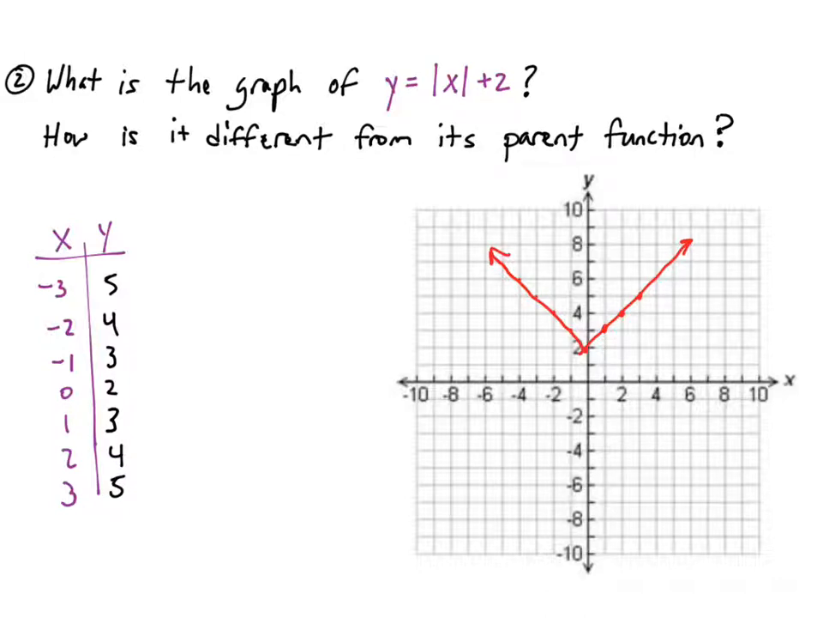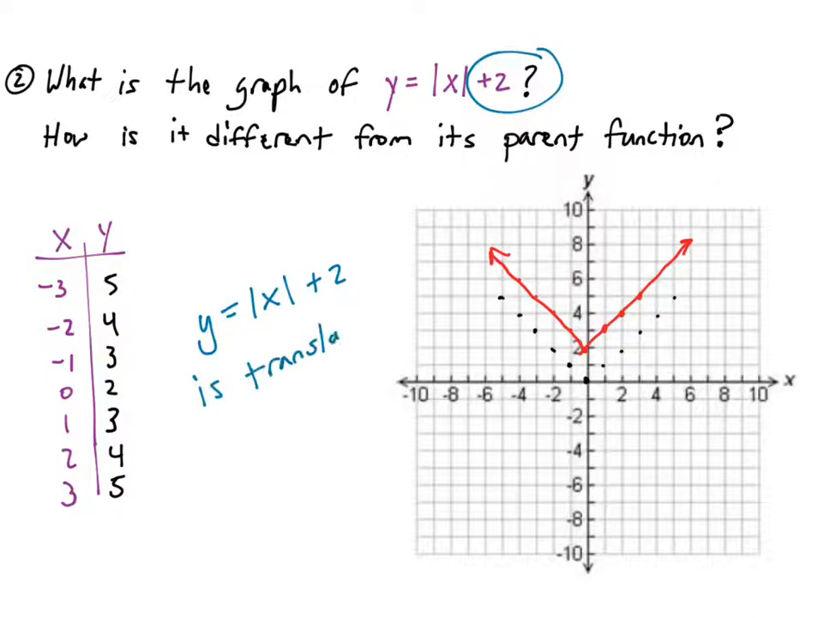And then if we remember from the previous slide, or just in general, our parent function for the absolute value looks like this. I'm not going to color this one in. I'm just going to draw the dots. So it looks like that. And so hopefully at this point we're starting to recognize how this part of the graph is affecting our absolute value functions. So in this case, y equals the absolute value of x plus 2 is translated up 2 units.